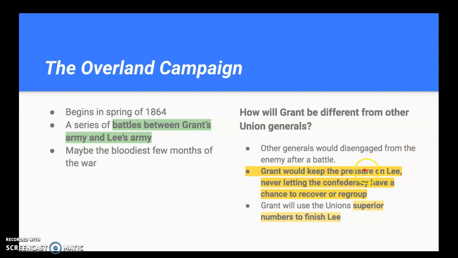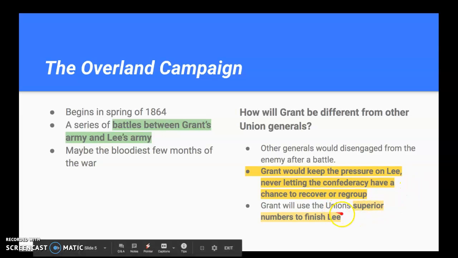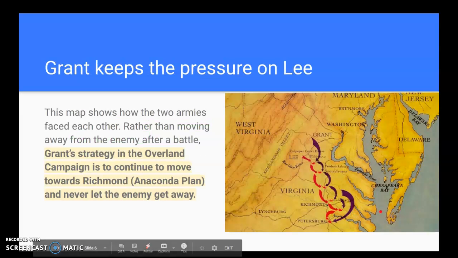That gave the Confederacy time to recover and regroup. Grant, on the other hand, is going to keep the pressure on Lee. He's never going to let the Confederacy have a chance to recover or regroup. It's kind of like they used to say, grab him by the belt. Keep close to your opponent at all times. So Grant is going to use the Union's superior numbers to finish Lee once and for all. So that's what I was saying before: he wants to keep the pressure on Lee.